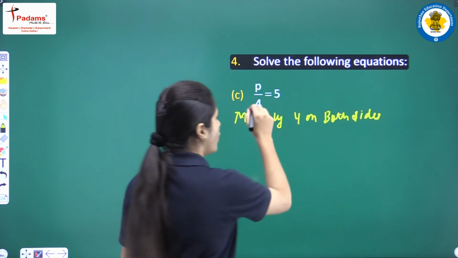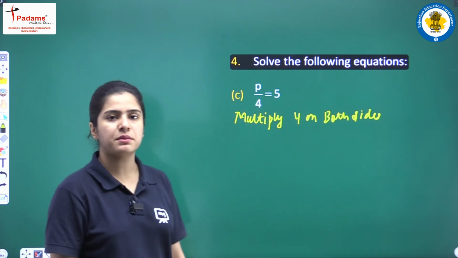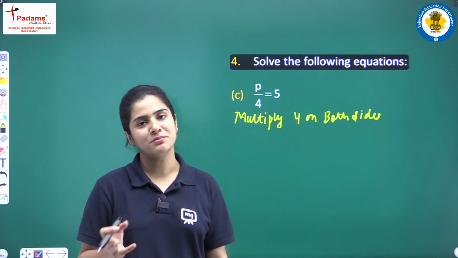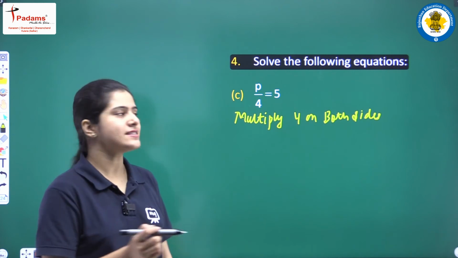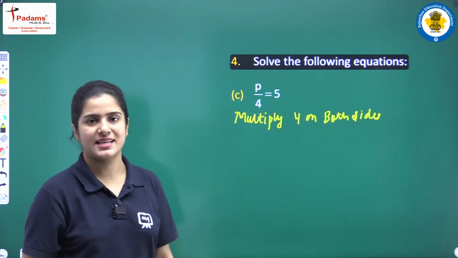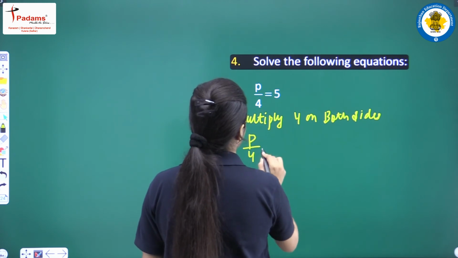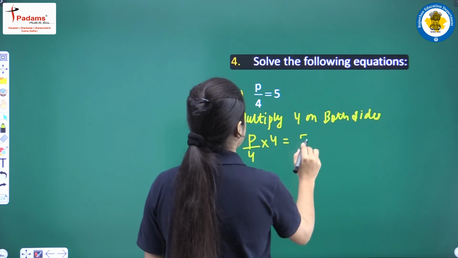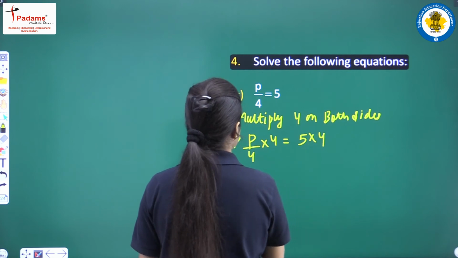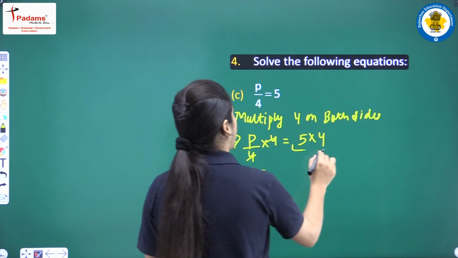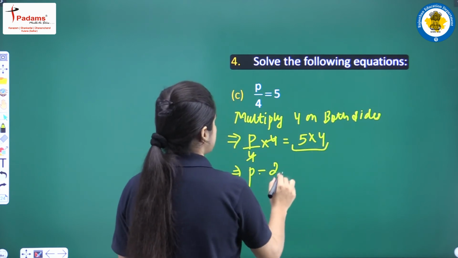As students, 4 is in the division with the variable. So to eliminate that 4, we need to multiply by 4 on both the sides. Okay. P upon 4 into 4 is equals to 5 into 4. 4 and 4 will be cancelled out. This P is equals to 5 into 4 is equals to 20.